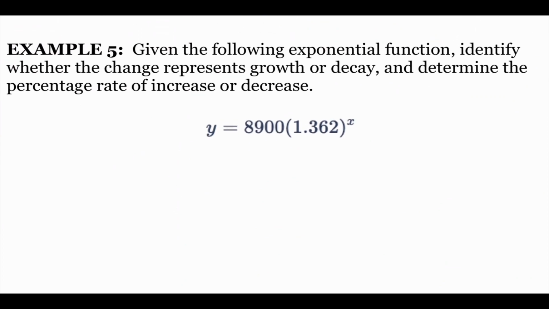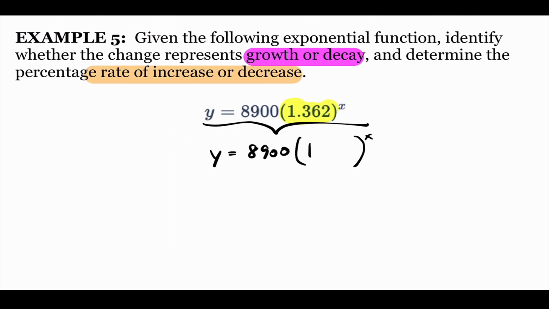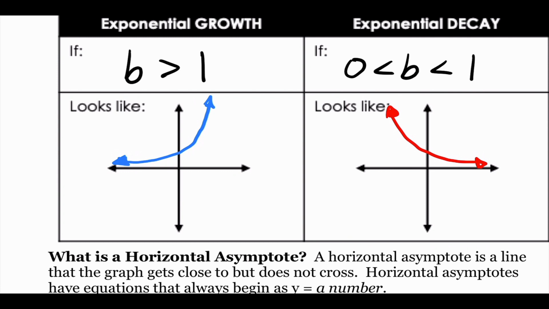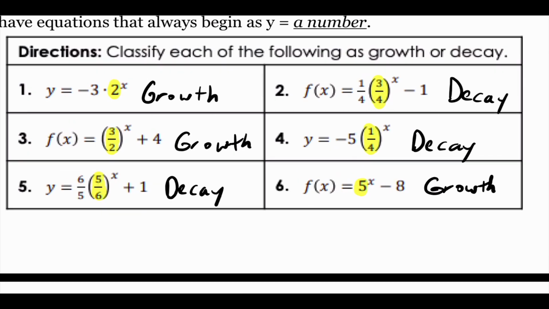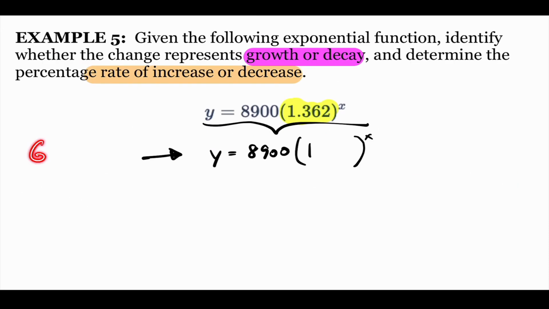All right. Okay, so try number 5 now. Is it growth or decay, and what's the rate of increase or decrease? I'll give you a minute or so to do that, and then we'll talk about it. All right, so is this growth or decay? Growth, because the number inside the parentheses, b, is bigger than 1, right? It's like one of these guys. So it's growth.